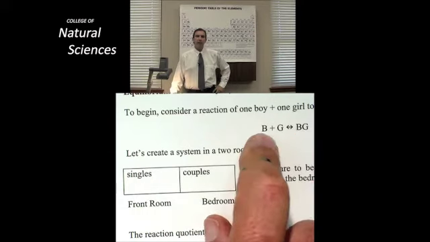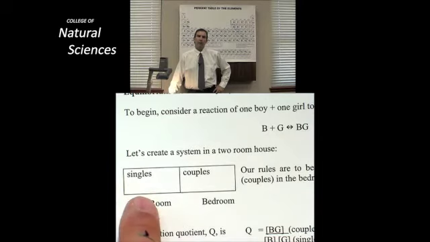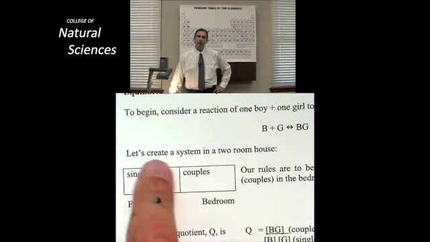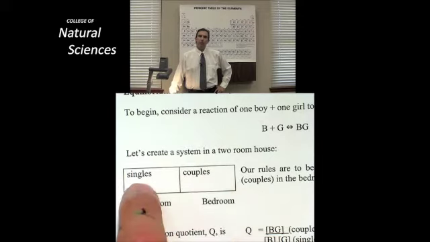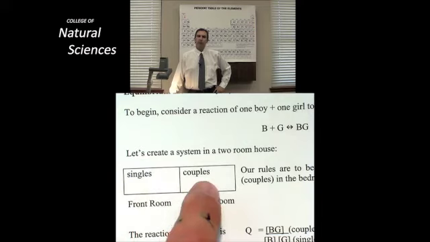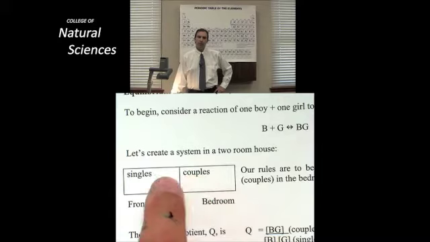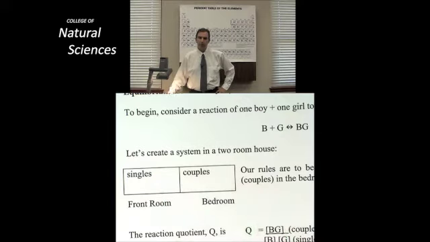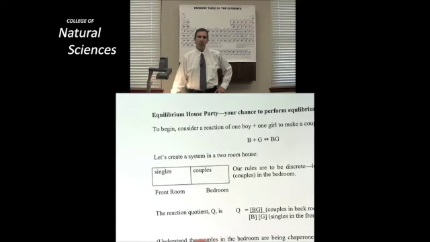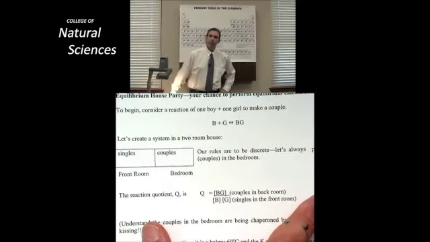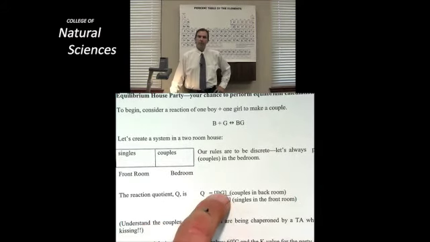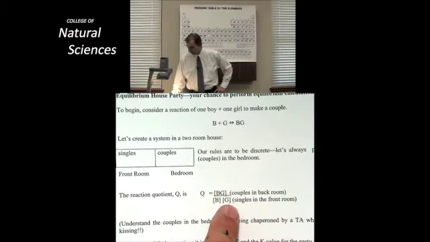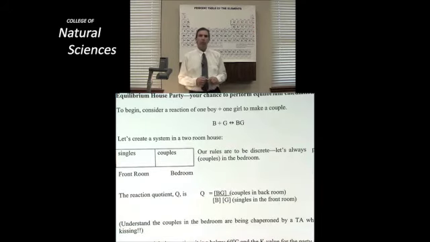So down here, in my little room that I've got going on, I've got boys and girls out here, couples back here. At equilibrium, the boys and girls go into the back room at exactly the same rate as the boy-girl couples in the back room finish whatever they're doing and go back out into the other room. So they have this constant back and forth, back and forth. I need a rule to describe this, and the rule comes from looking at the reaction quotient of the boy-girl couples in the back room to the boys and the girls as singles in the front room, and I'm going to create the rules for the party.